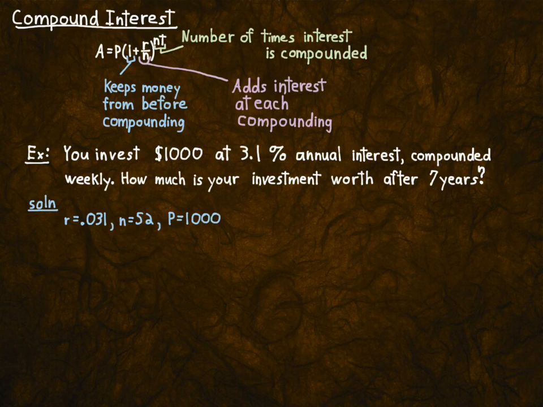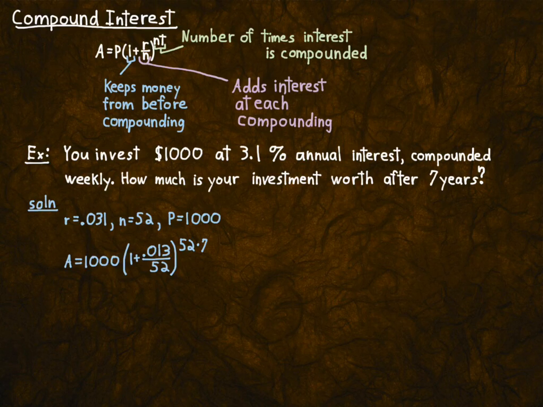P, the principal, is the initial investment. That's $1,000. So I'm just writing out what all the variables are that were given. And then they want to know what the investment's worth after 7 years. So T is 7. So you get your future amount equals 1,000 times the quantity 1 plus 0.031 over 52, raised to the power of 52 times 7.